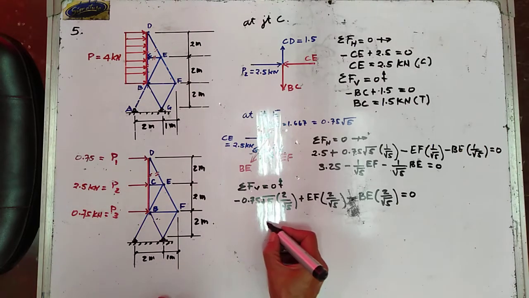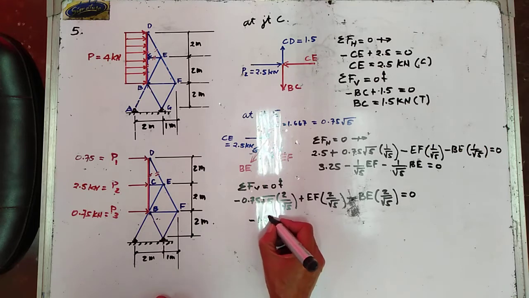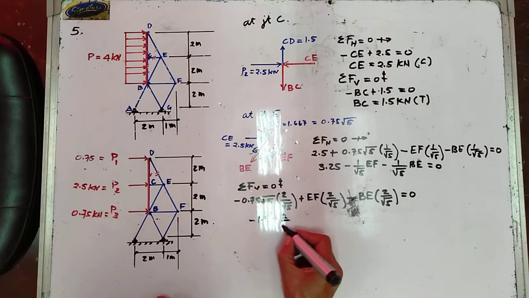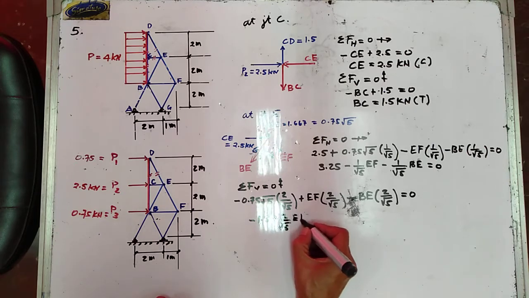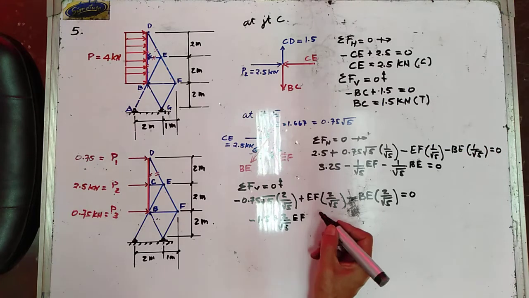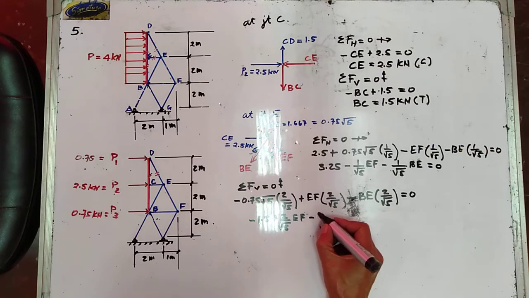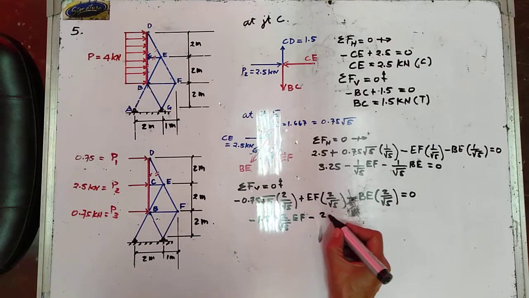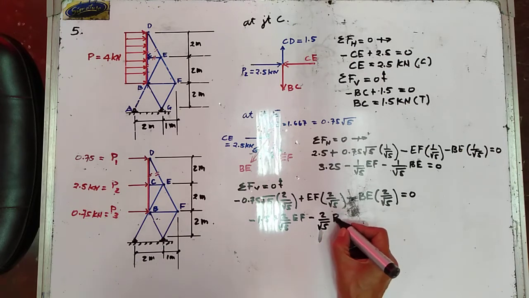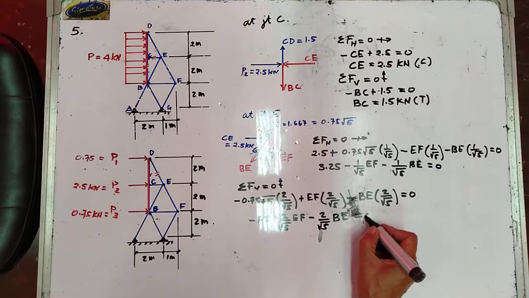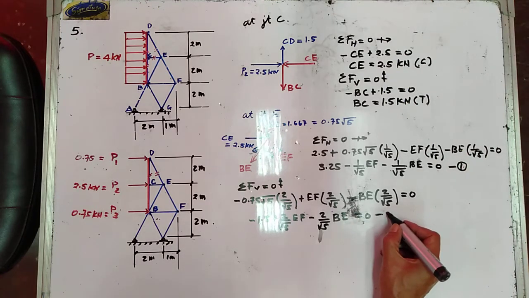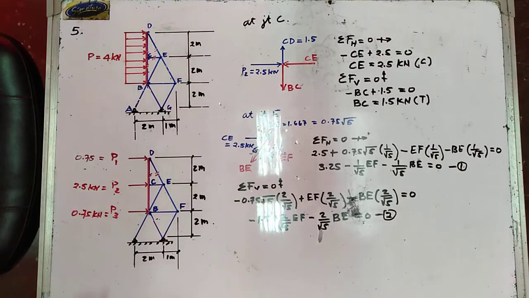Hence, we now have minus 1.5 plus 2 over the square root of 5 EF. And then minus BE, minus 2 over the square root of 5, multiply that one by BE, is equal to 0. Call this the first equation, and this one is the second equation. Let us try to solve equation 1 and equation 2 simultaneously.